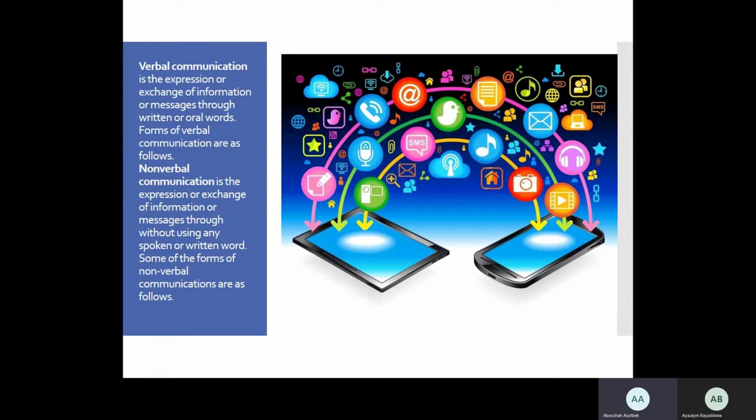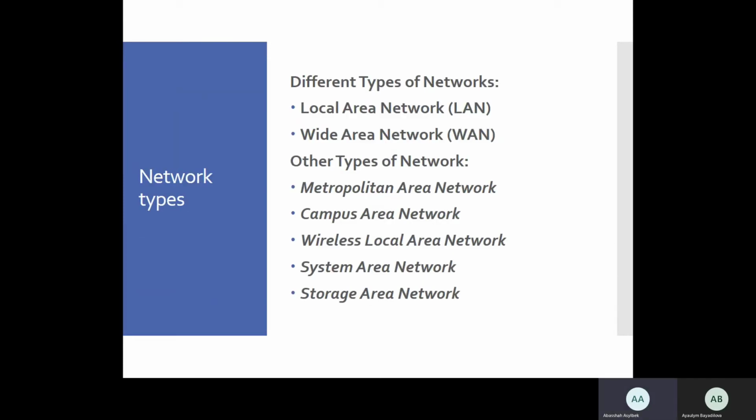Verbal communication is the expression or exchange of information or message through written or oral words. Forms of verbal communication are as follows. Non-verbal communication is the expression or exchange of information or message without using any spoken or written word. Some of the forms of nonverbal communication are as follows.